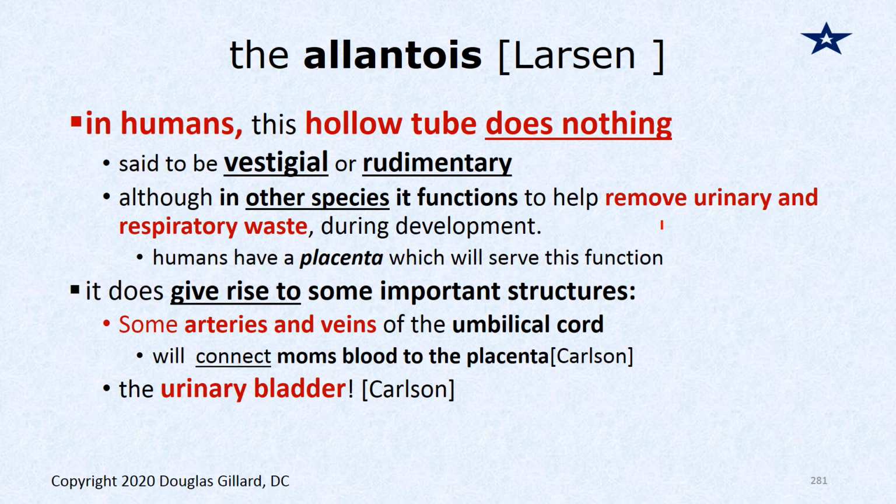In other species, it removes urinary waste. In birds, it has a respiratory function as well, kind of like rudimentary lungs. We have a placenta to take care of all that stuff in humans. But it does give rise to some important structures, induces the urinary bladder, and some of the veins in the area will come from this area as well. Some of the arteries and veins of the umbilical cord are formed from this. So it does do some things.